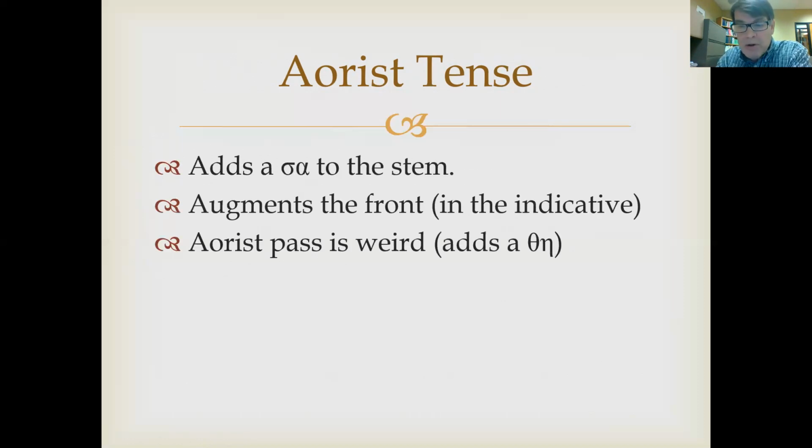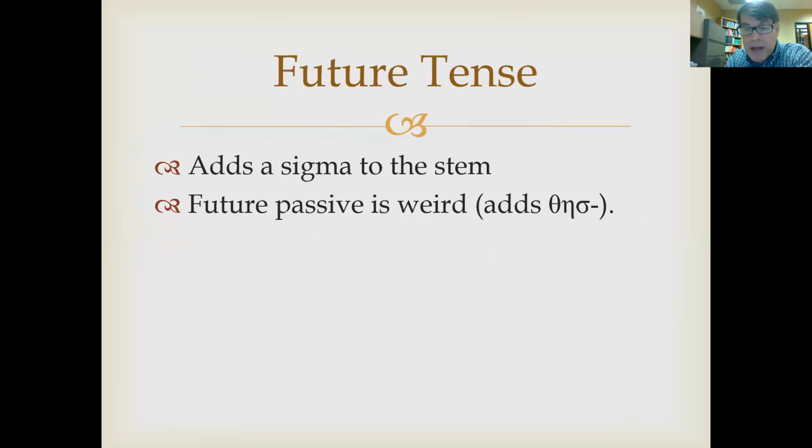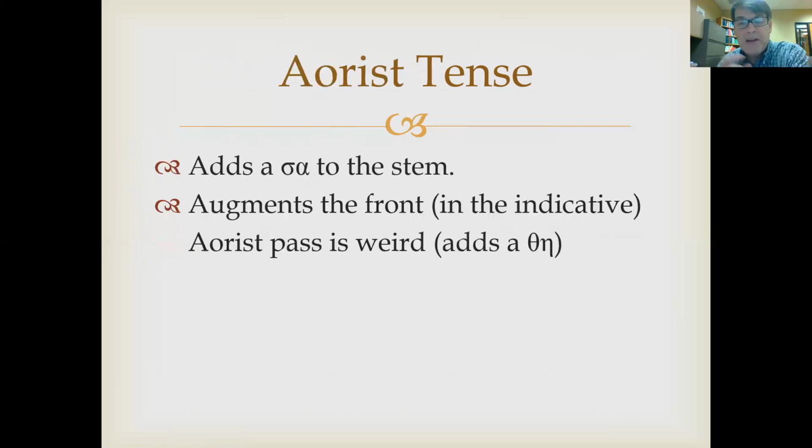The aorist passive is weird. It's crazy. Aorist passive adds a theta eta. Notice the relationship between the aorist passive and the future passive. The future passive adds a theta eta sigma, and the aorist passive adds a theta eta.